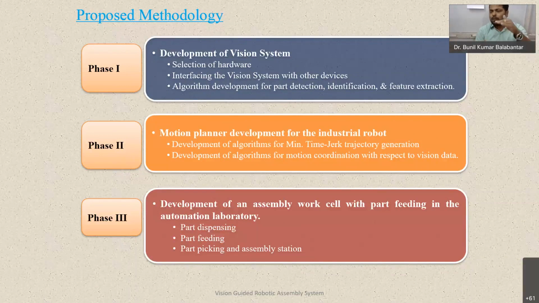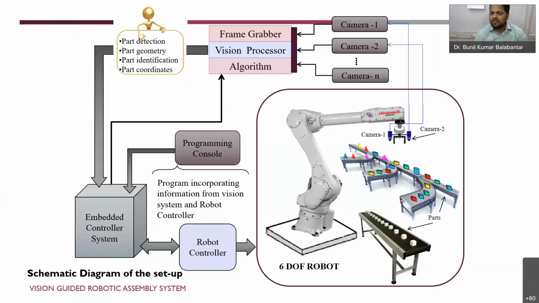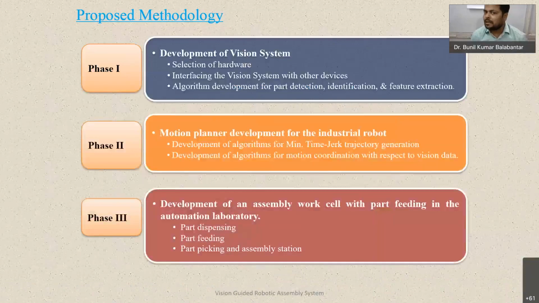Think of the scenario in the previous diagram: we capture the image of this object and accordingly we need to calculate the part geometry. We need to identify whether it is the correct part we are supposed to grasp at the moment or not, and the different coordinate values. So think of the different functionalities and activities we have to perform simultaneously. Based on that, we need to know what other devices and sensors we can integrate into the vision system. Then the motion planner.